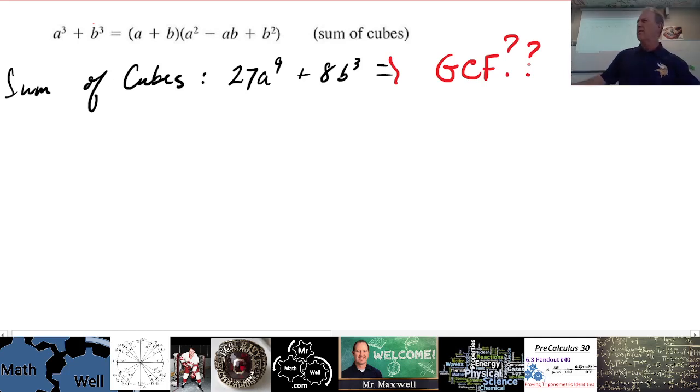Anything we should pull out of that first? No, it doesn't look like it. 27 factors are 3 and 9. 8 doesn't have a 3, doesn't have a 9. Two different variables, so we're good.